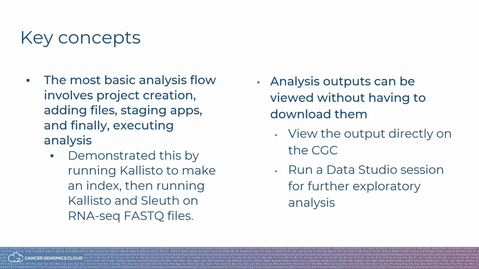So the key concepts from this video have been that the most basic analysis flow on the Cancer Genomics Cloud involves project creation, adding files, staging apps, and finally executing the analysis. We demonstrated this by running Callisto to make an index, and then running Callisto and Sleuth on RNA-Seq FASTQ files. The second concept is that the analysis outputs can be viewed without having to download them. You can view the output directly on the CGC. You can also run a Data Studio session for further exploratory analysis, which I'll show you in an upcoming video.